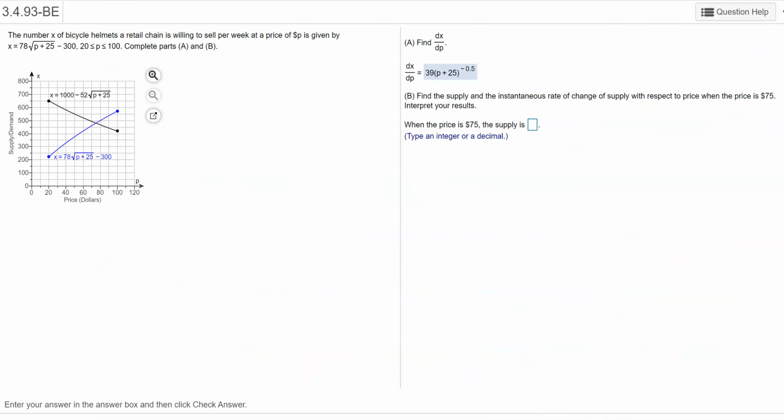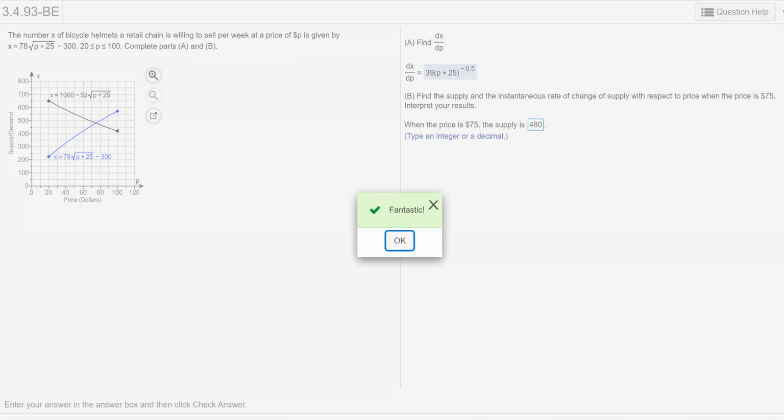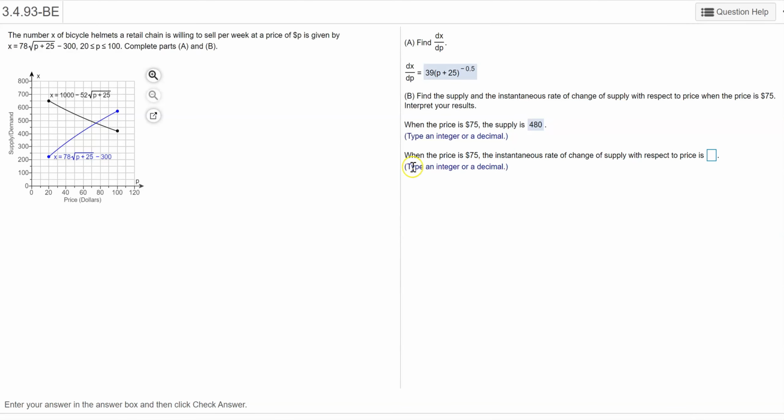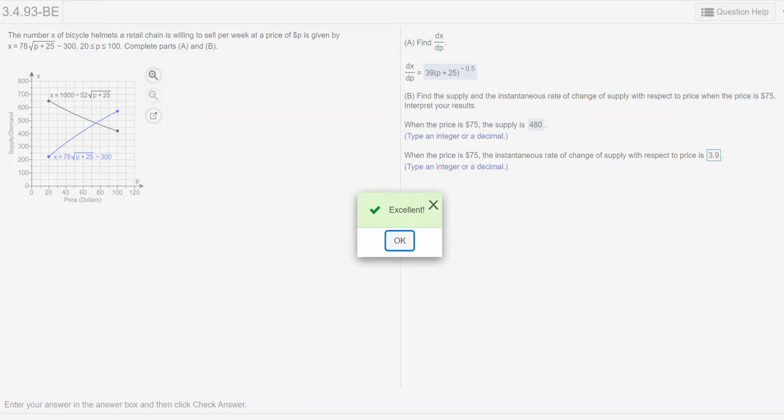Okay, so when the price was $75, the supply was 480. I guess we don't put units there. It should be 480 helmets, but I think we just put 480. If that's it, it's going to make me angry. Let's see, I'm checking my answer. Units, my math lab. Okay, let's see this one. When the price is $75, the instantaneous rate of change of supply with respect to price is, I guess I just typed 3.9 and don't put the units? No! Minus 1,000,000 points if you do this on a quiz or a test.